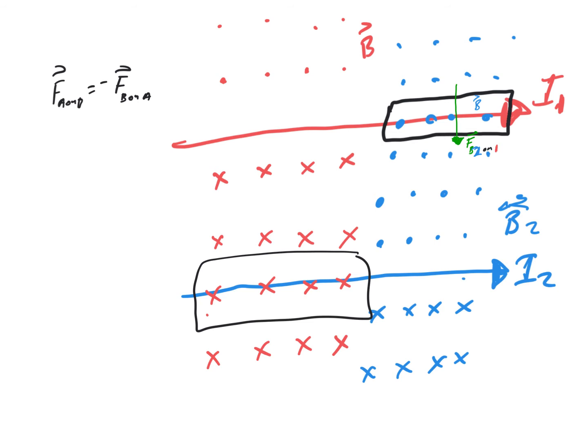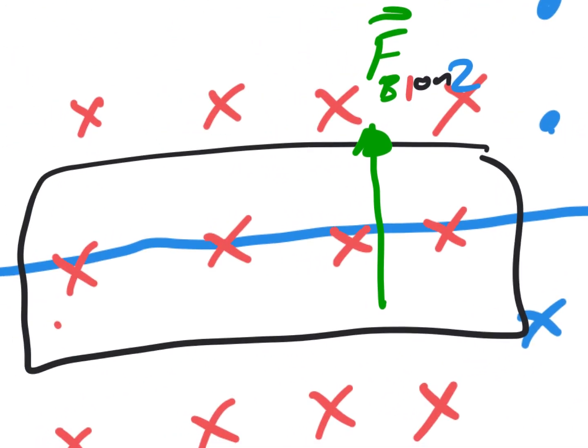I'm expecting that the magnetic force, more specifically, of 1 acting on 2 to be up instead of the other one's down. Let's see if we can confirm that.